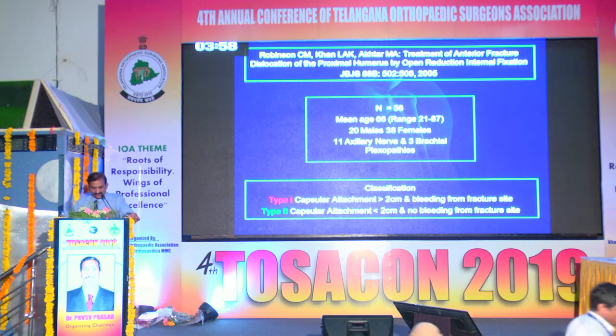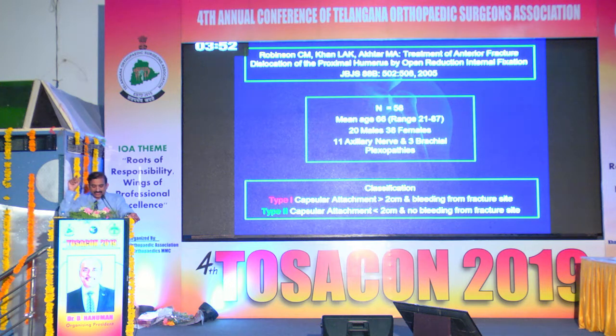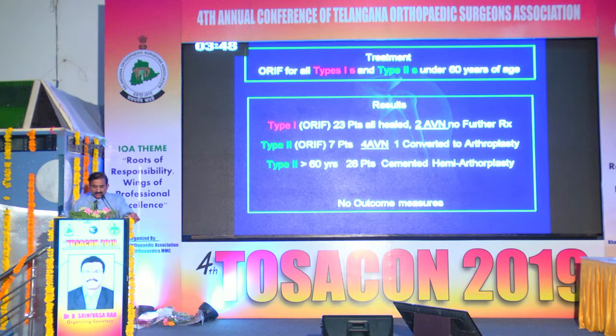So in type 1, the capsular attachment is more than 2 centimeters and there's bleeding from the bone. In the type 2 classification, the capsular attachment is less than 2 centimeters and there is no bleeding. So all type 1s and type 2 under 60 years went for ORIF. After 23 patients, only 2 AVN. But type 2 ORIF after 60 years, more than 50% went to AVN. All type 2 above 60 went for hemi.